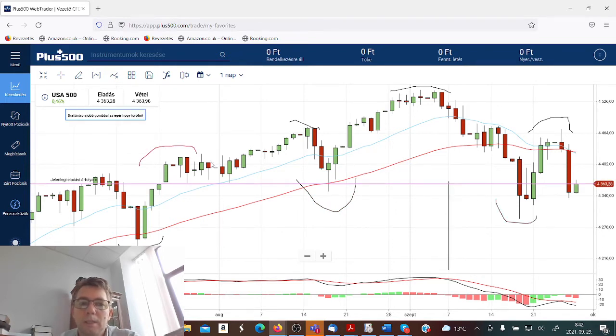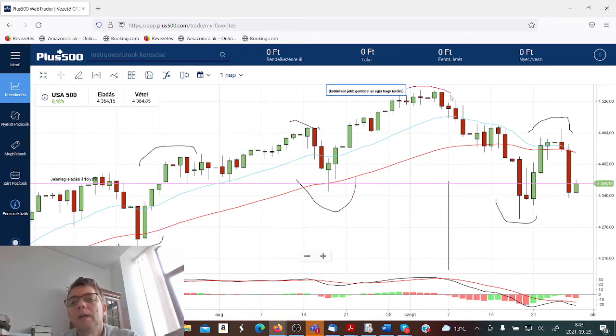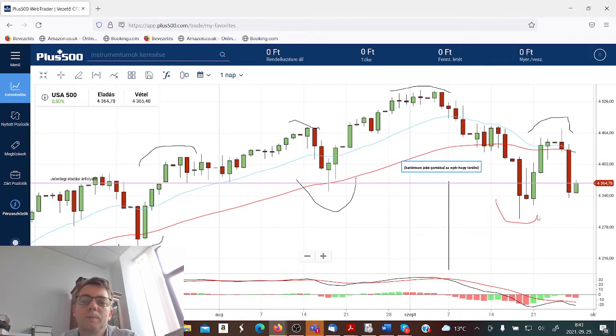So this is the S&P 500 daily chart, and as you can see, we had a low, a high, a higher low, a higher high, and a higher high again, a beautiful uptrend. But then we had a lower low. Now this suggests that things might be changing. We are in danger, and we had a lower high. So this looks like we are getting bearish.